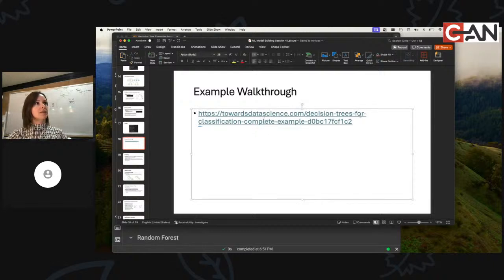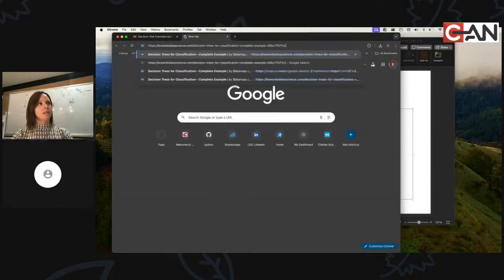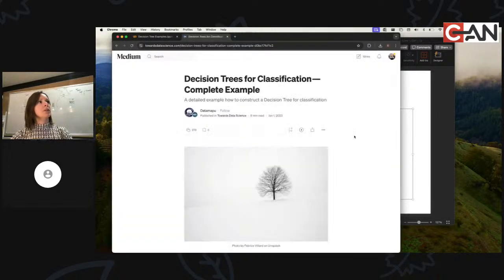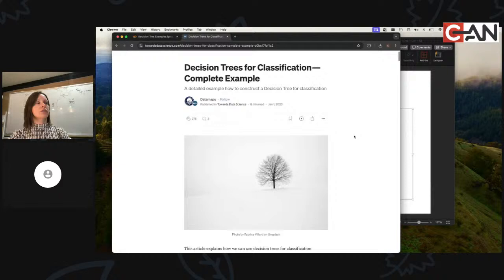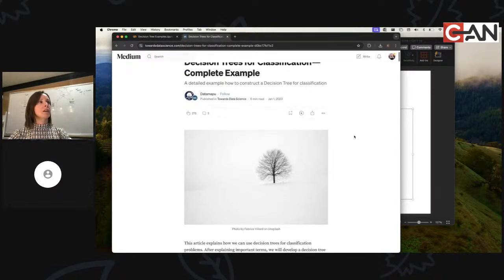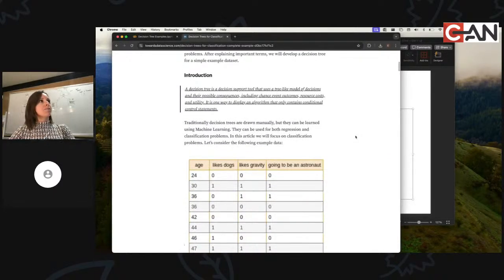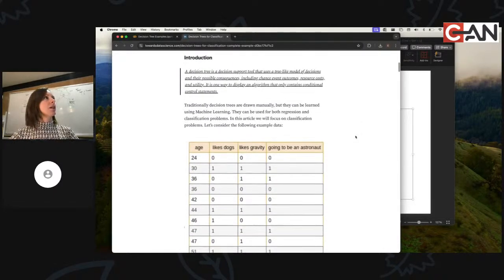Okay, so I thought this was a really, really good example of decision trees for classification. And so we're just going to walk through it. If you guys would like, I'll share the slides. Definitely click on this person's webpage so they can get paid.